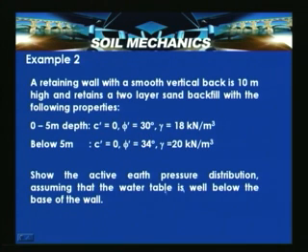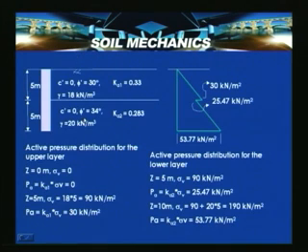Basically we need to show the active earth pressure distribution, assuming that the water table is well below the base of the wall. Here we have clearly 2 types of soils, up to 5 meters, and below 5 meters there is another type of soil. So this particular case is illustrated here.